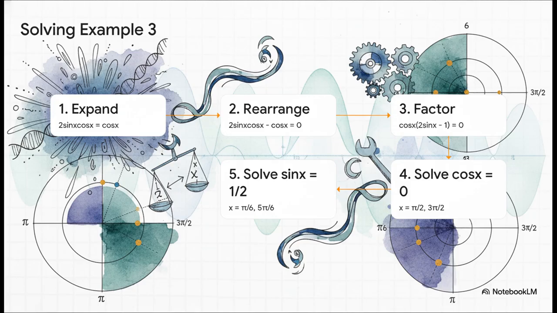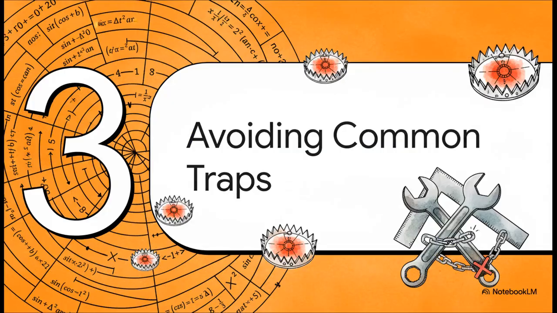Now we're getting somewhere. We can bring everything to one side and factor out that common cos x term. What this does is break one hard problem into 2 much easier problems, and solving each of those gives us our 4 final answers. These formulas are awesome, but like any powerful tool, there are a couple of common mistakes you really got to watch out for.